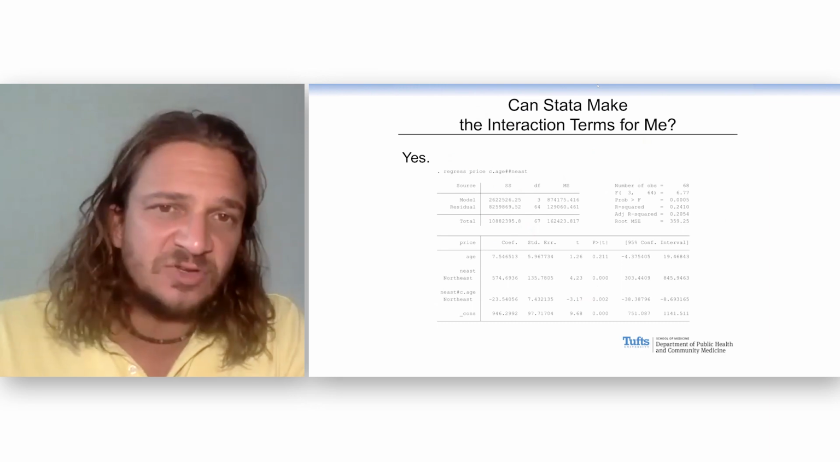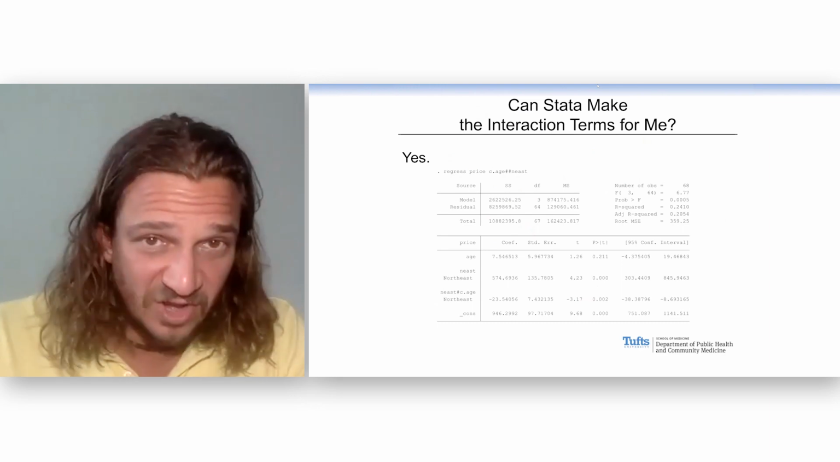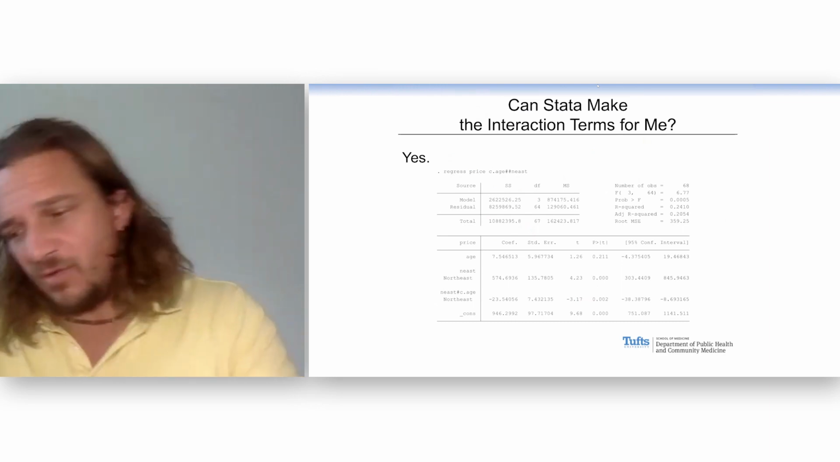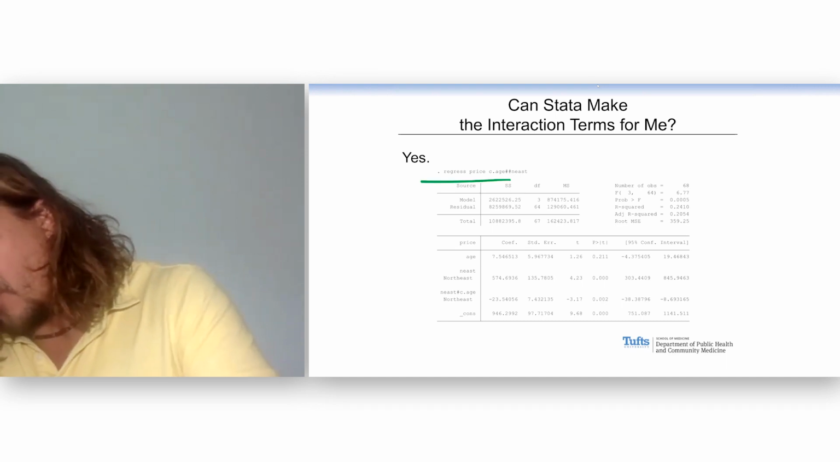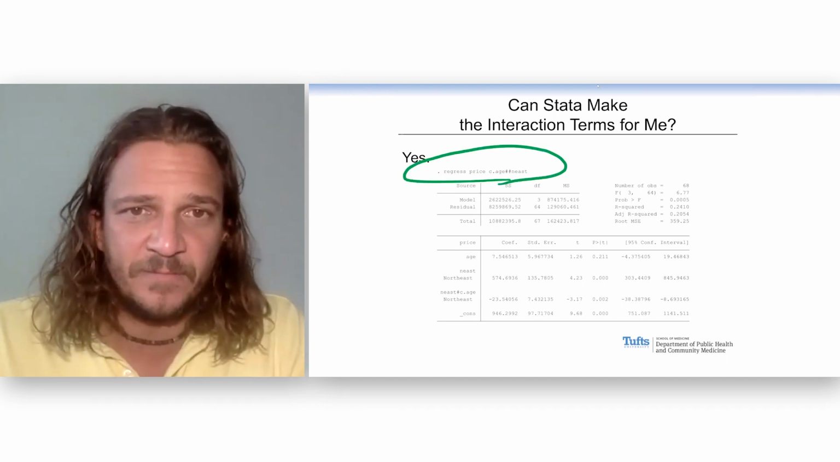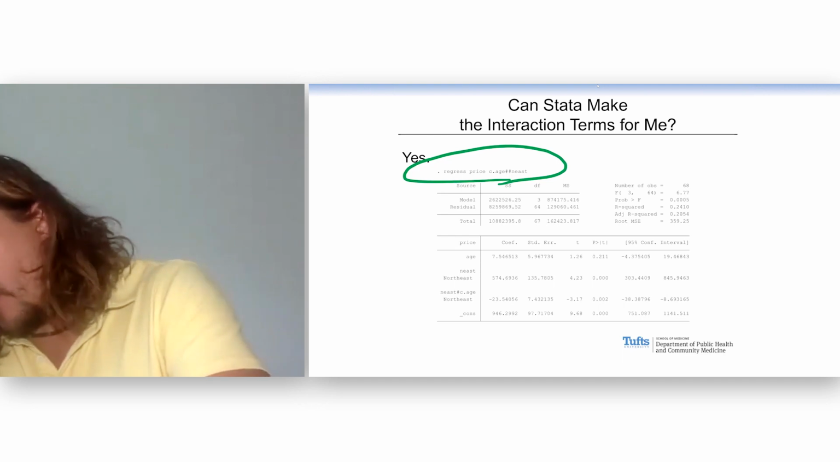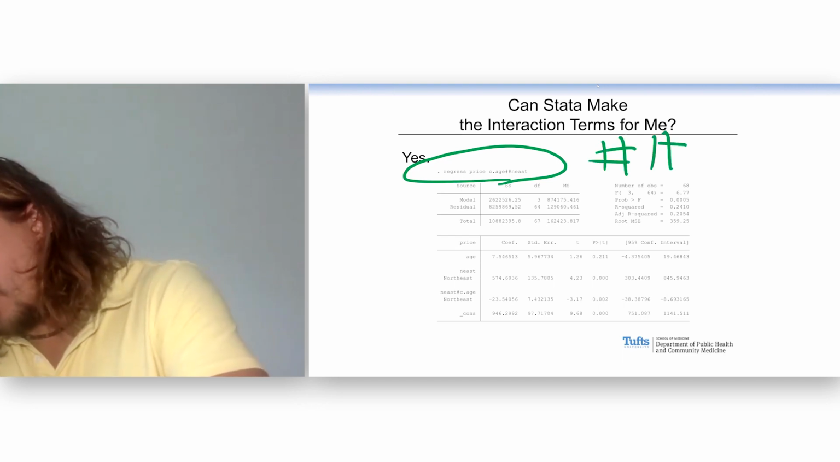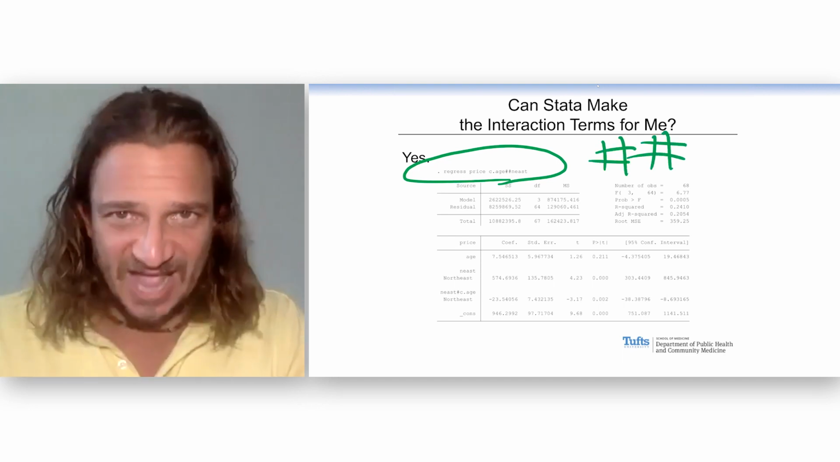Can Stata make those interaction terms for you? You don't have to go through the whole process. They will make it for you. And the way that works is regress price, that's our outcome. And then you use this double hashtag. In the year 2020, we're calling these hashtags.